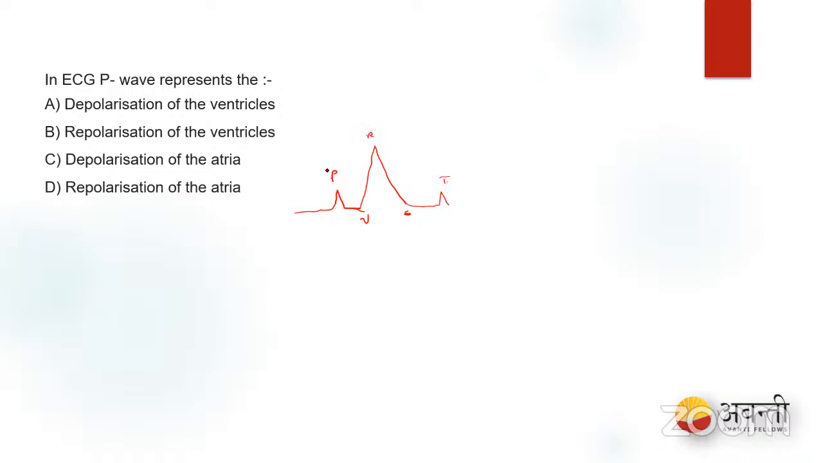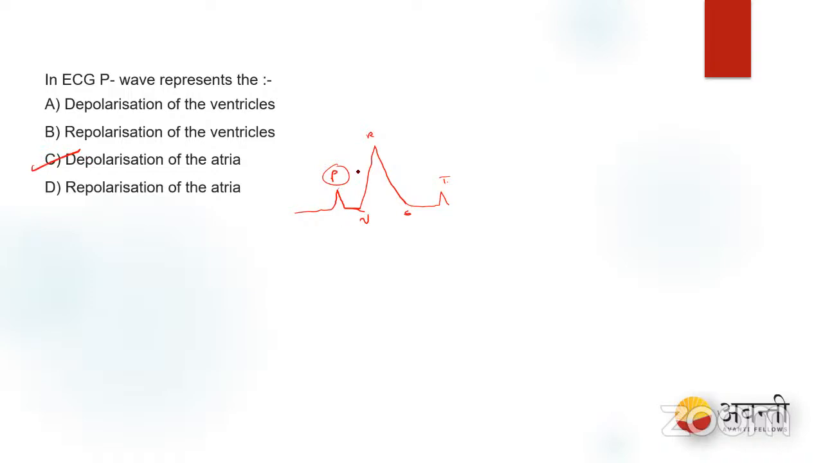In the P wave, what happens first is that your atria have to depolarize. When the atria depolarize, the atria will contract, pushing the blood from the atria to the ventricles. So this wave represents the depolarization of the atria.